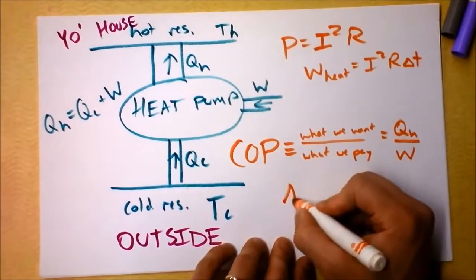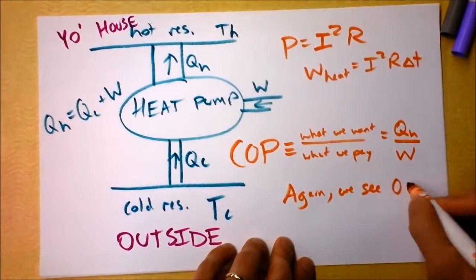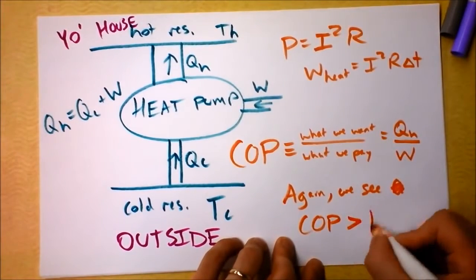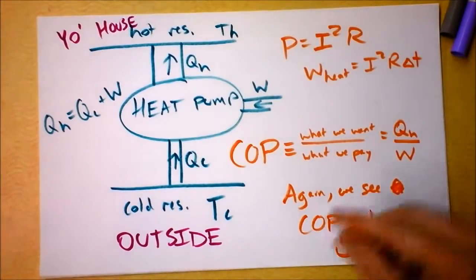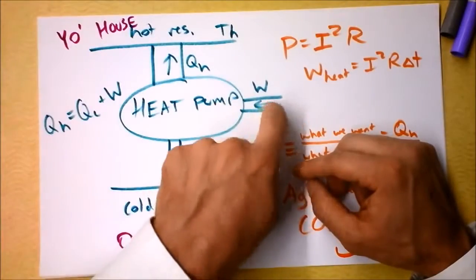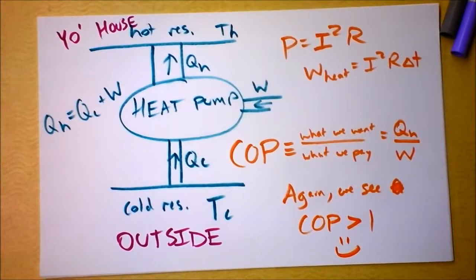And again, we see that we could have a coefficient of performance much greater than 1. Everybody smiles because now I can get 5 joules of heat in my house and only pay for 1 joule of electrical energy. That's awesome. Consider that for a little bit and buy yourself a heat pump. Stop burning gas. I guess that's about all I want to say there.